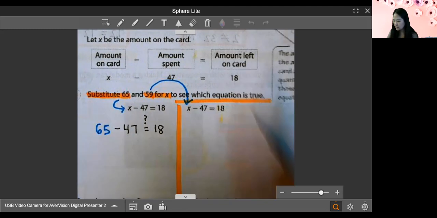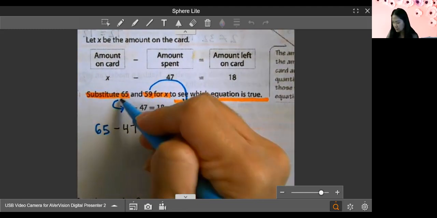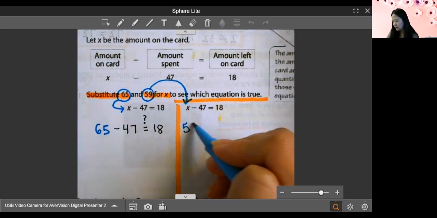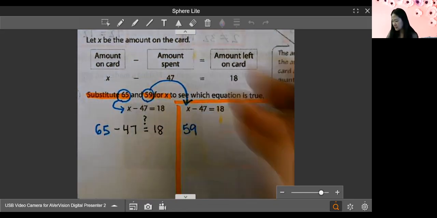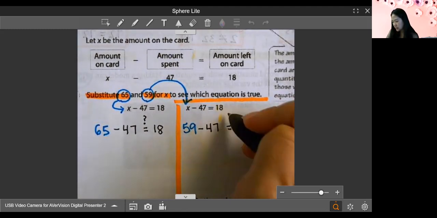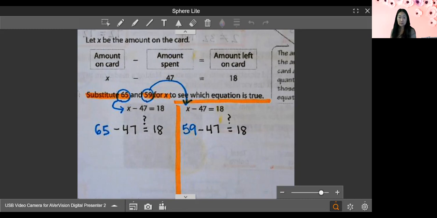Or 59, so this one was a 65, now I'm going to do the 59, or 59 minus 47 equals 18. I'm going to also put a question mark here. One of those is correct.